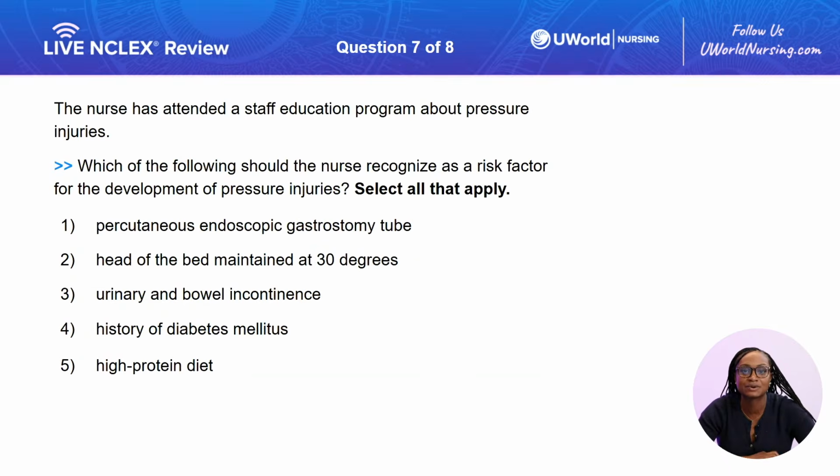Okay, the next question. The nurse has attended a staff education program about pressure injuries. Which of the following should the nurse recognize as a risk factor for the development of pressure injuries? Select all that apply. Option 1, percutaneous endoscopic gastrostomy tube. Option 2, head of the bed maintained at 30 degrees. Option 3, urinary and bowel incontinence. Option 4, history of diabetes mellitus, or option 5, high protein diet. Select all that apply, so more than one correct answer. Let me know what you guys think in the chat.